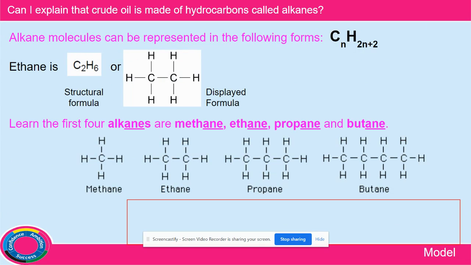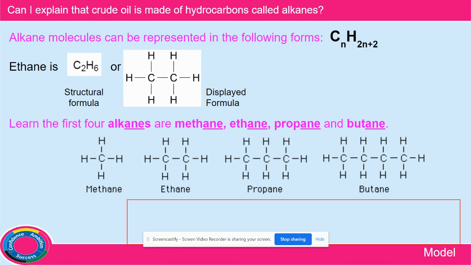Okay, have a good look at this page. It's a general formula again, which you need to know. CnH2n+2. Remember that meant count carbons, and there's twice as many hydrogens plus 2. An example has been done for you.